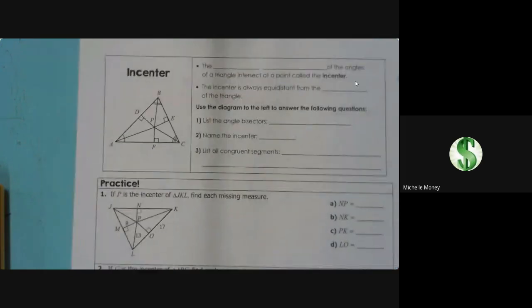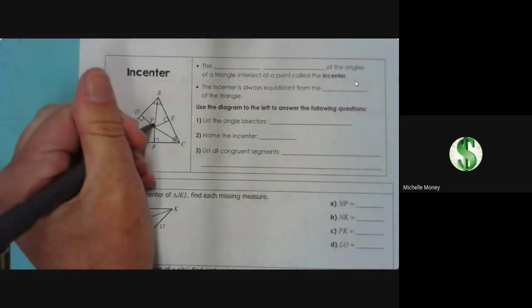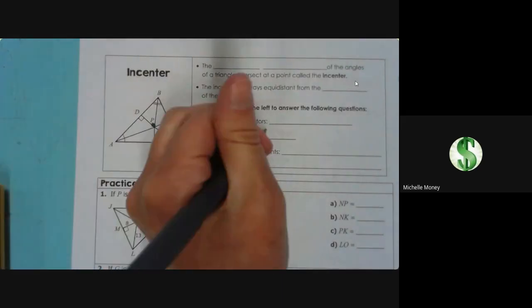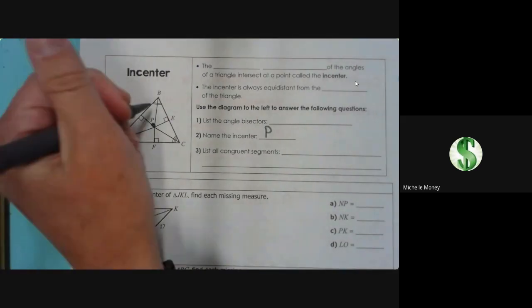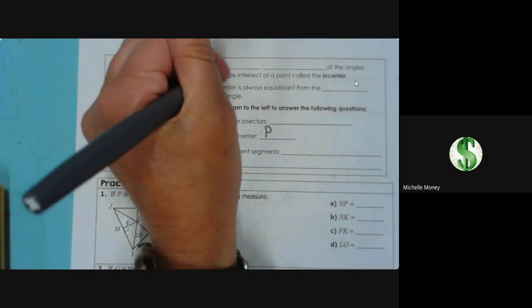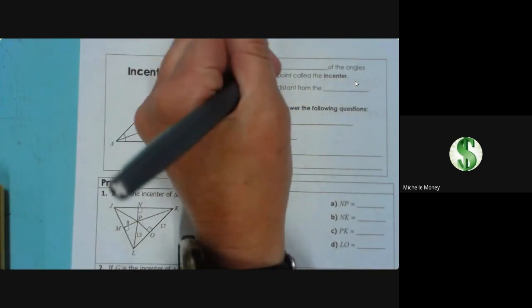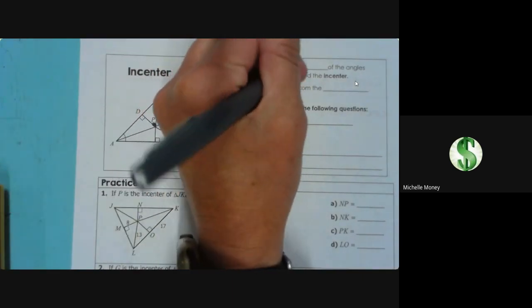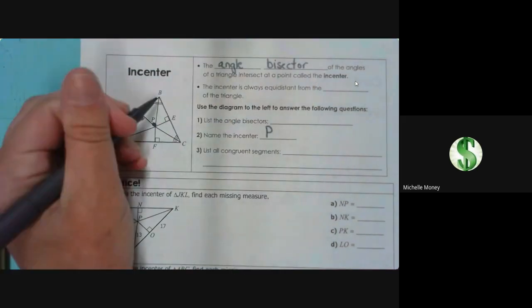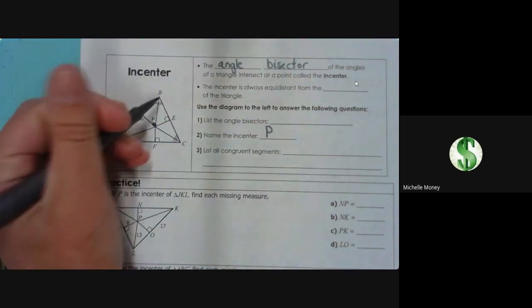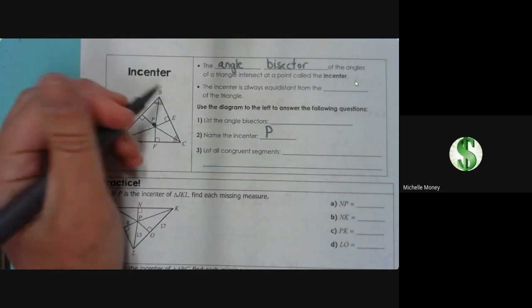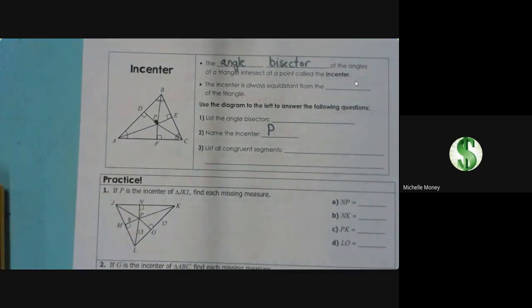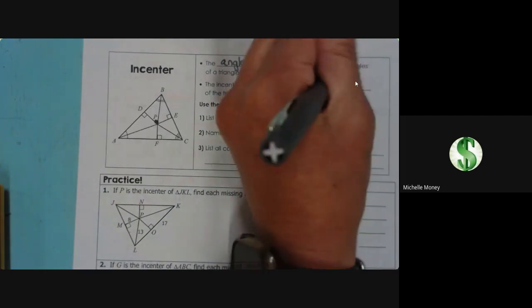All right, so the incenter is this point P right here. Okay, so we name the incenter as point P. The difference between the incenter and the circumcenter is that this is based on the angle bisectors. So the three angle bisectors, PB, PC, and PA, of the angles of the triangle intersect and are called the incenter.